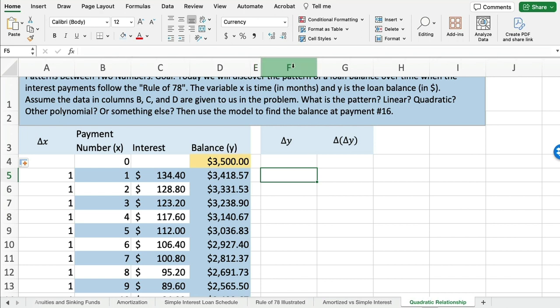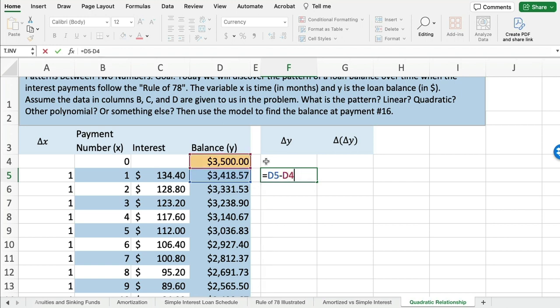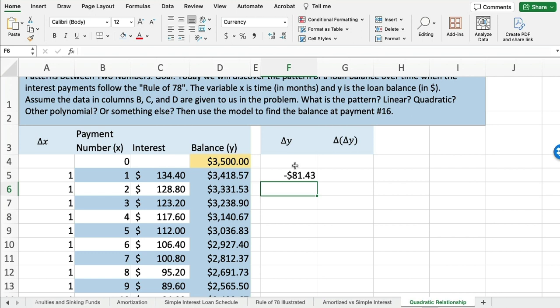So in cell F5, we subtract. We're going to type equals, and then we're going to subtract the current value of y, which is D5, minus D4. That's D as in David, by the way. So again, in cell F5, I am typing equals, and it's the current y value, D5 minus D4. I skipped column E, by the way. Column E was just a space. I don't know why I did that. I just did.